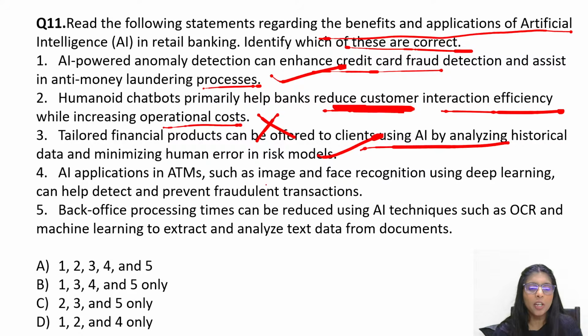AI application in ATMs, such as image and face recognition using deep learning, can help detect and prevent fraudulent transactions. Correct. Back office processing time can be reduced using AI techniques such as OCR and machine learning to analyze text data from the documents. It's correct. So which are the correct statements? 1, 3, 4, 5 are the correct statements. That is option B is the right answer.